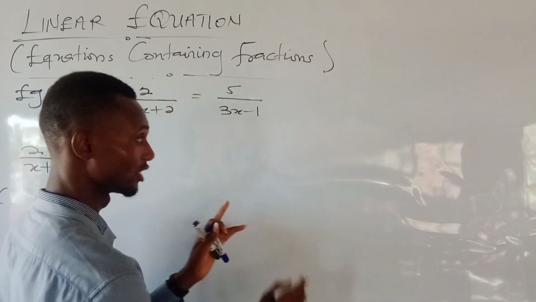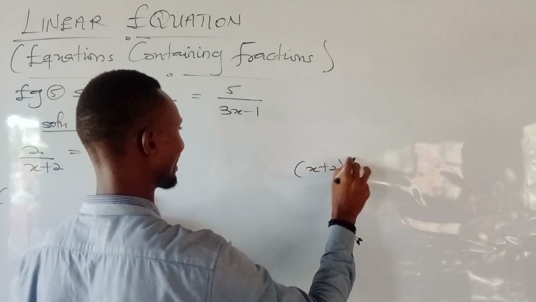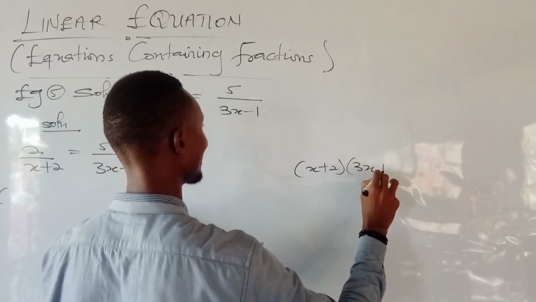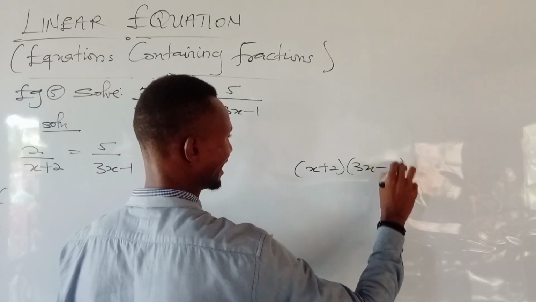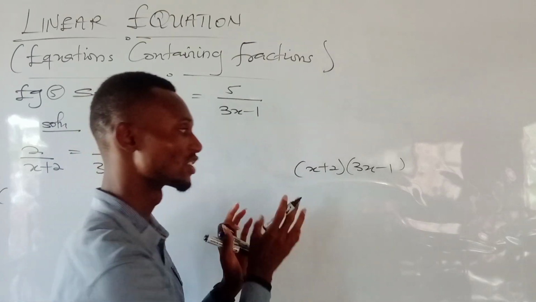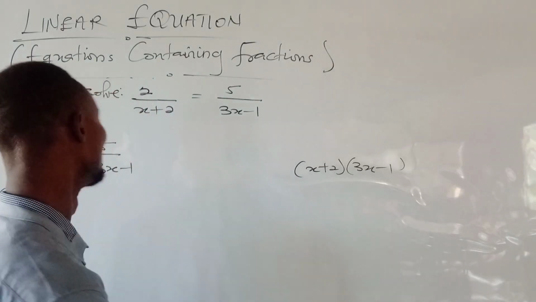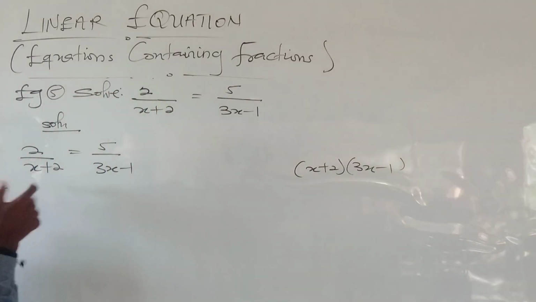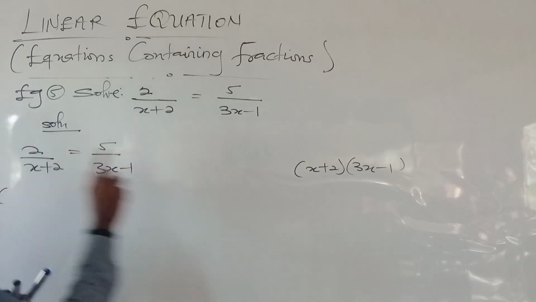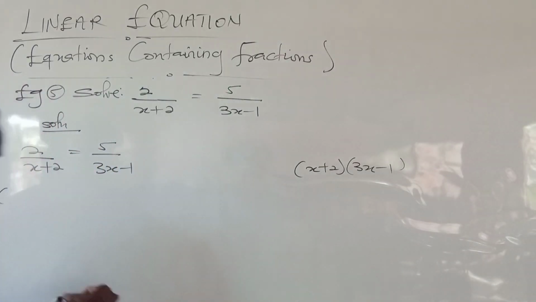Let me write it here so that we see the LCM is going to be s plus 2 into one bracket and 3s minus 1 into another bracket. So this is the LCM for this question. So we'll multiply through by this LCM. Hope you agree with me. So that's what you are going to do. We will multiply this one by the LCM, then this also by the LCM. So let's go ahead and do it.